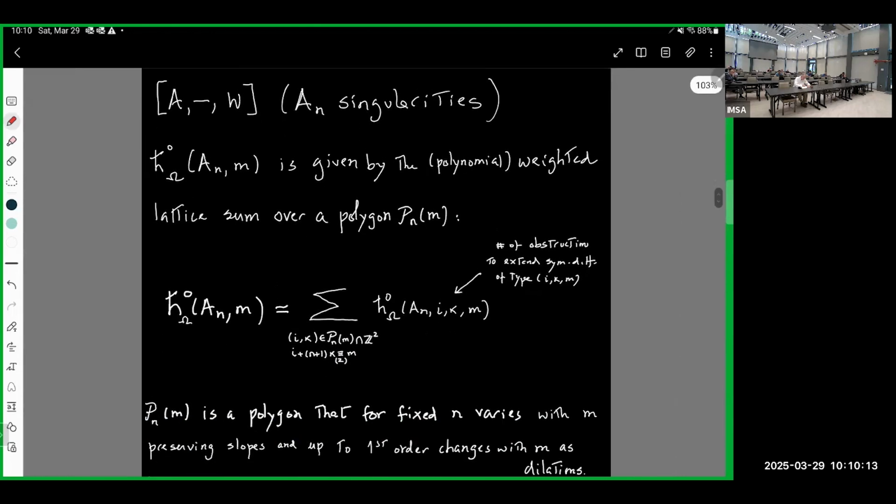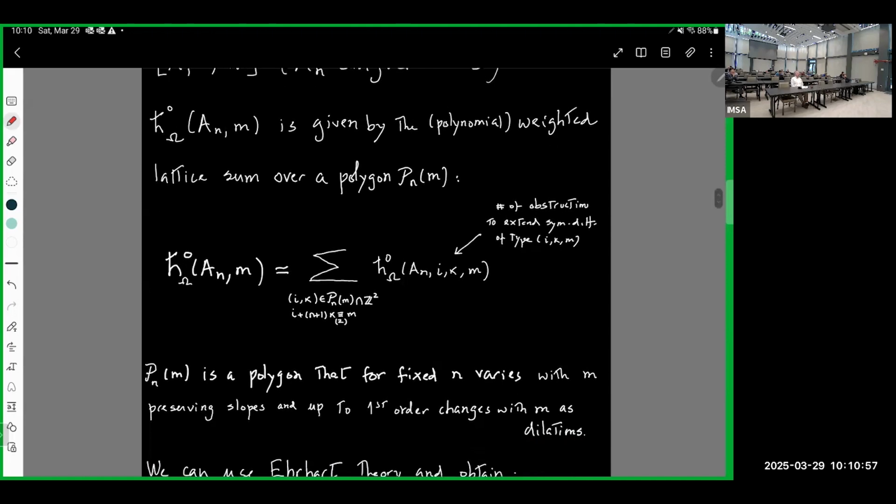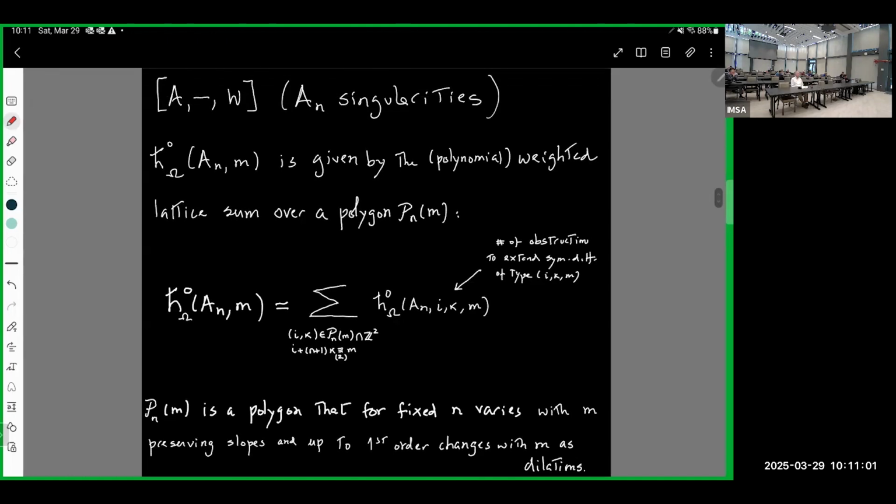So now the really interesting part. What do we do with my students, Sergey and Weiss? We looked at A_n singularities, and we are able to fully determine the space of obstructions to extend symmetric differentials. And we realize that the space of obstructions can be described as a polynomial weighted lattice sum over polygons. The shape of the polygons depends on n. n is the order of the singularity, and m is the degree of the symmetric differentials. And I write it here to give us a picture. So the result is, if you fix n, then you change m, which is what we want to understand, right?